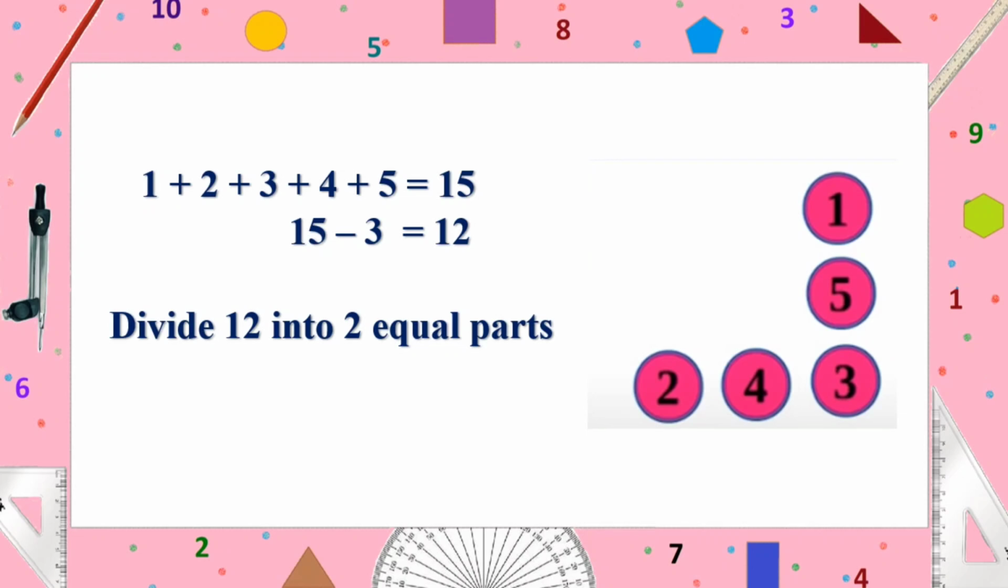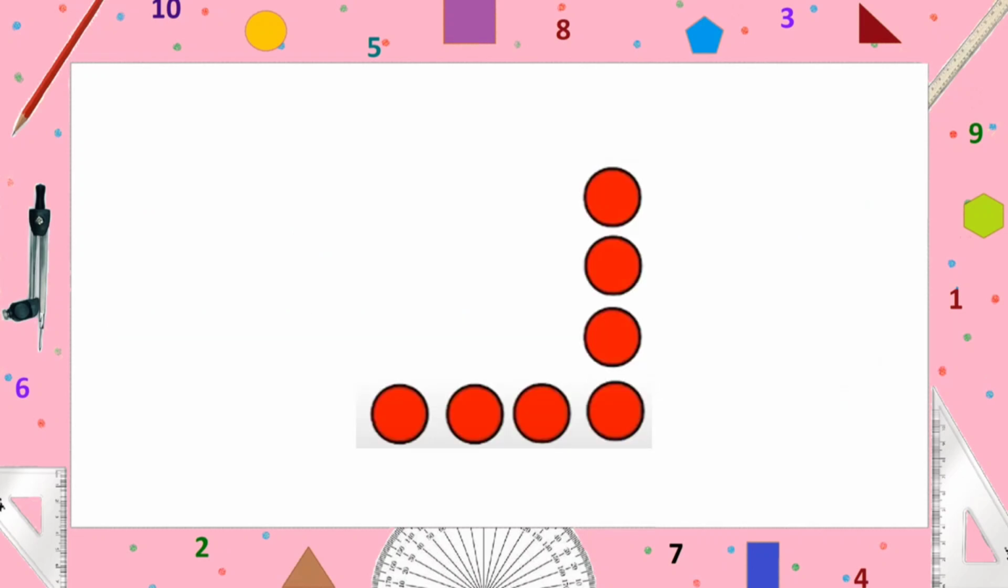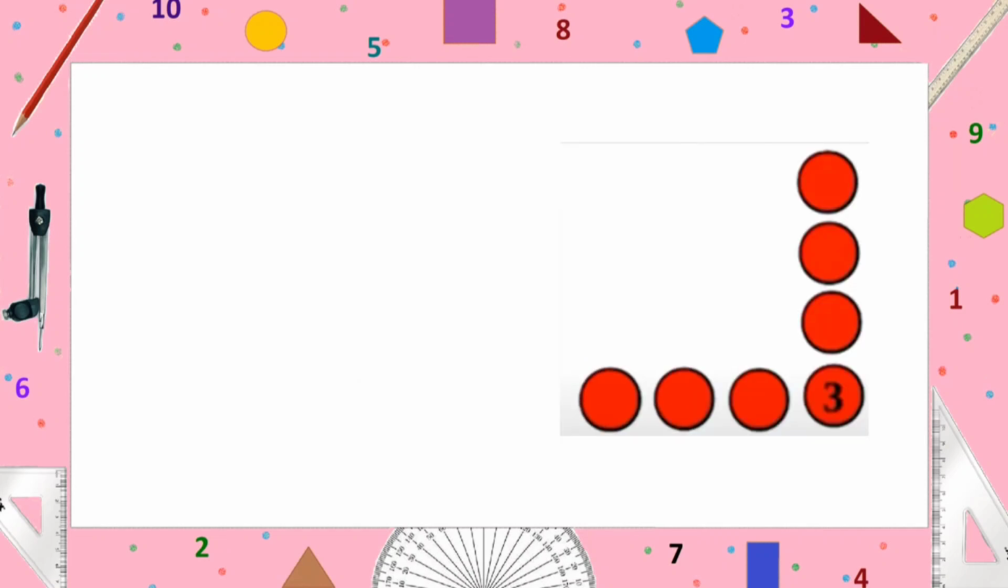Now can you do it yourself? Can you fill this? Remember the above two games, then try to fill this. Let's try. First, write 3 at the bottom corner. When we write 3 at the bottom corner, can we fill these circles?